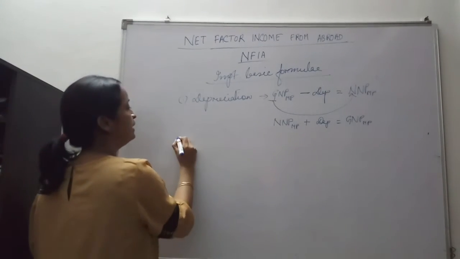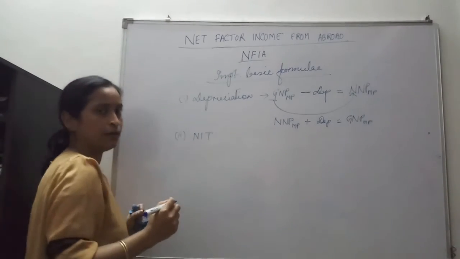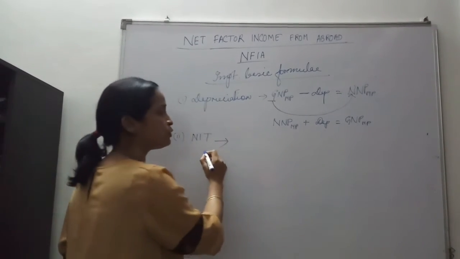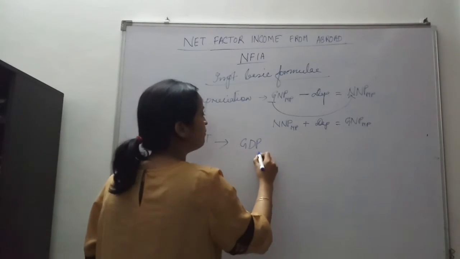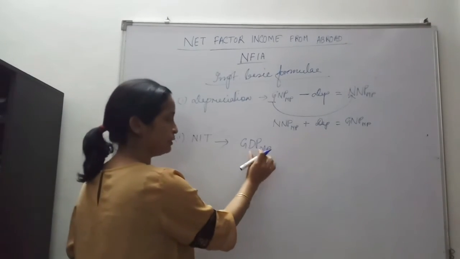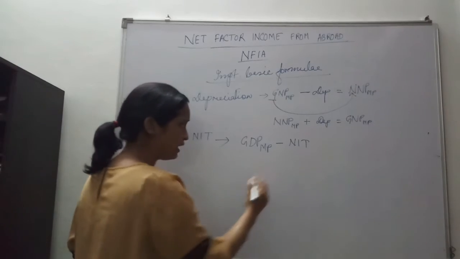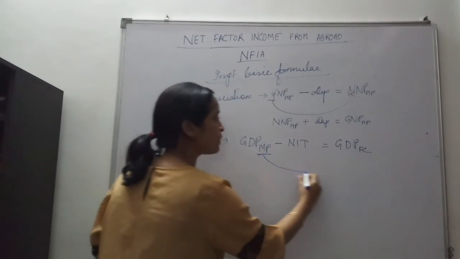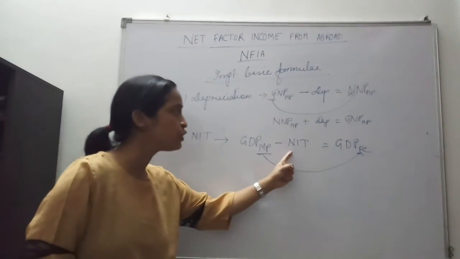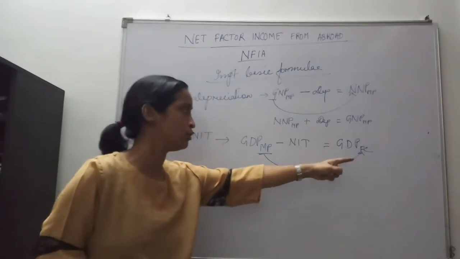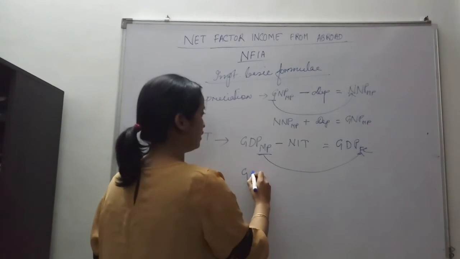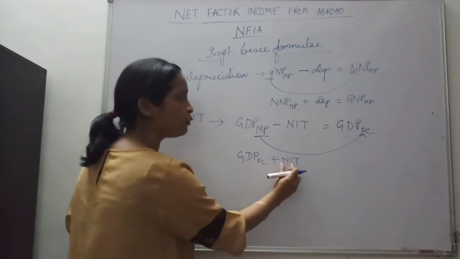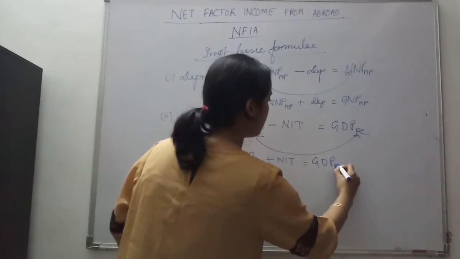This is one very important point. Secondly, we have NIT, net indirect taxes: indirect taxes paid minus subsidies received. The difference of this gives us NIT. NIT distinguishes between market price and factor cost. Suppose we have GDP at market price, the market value of the domestic product. From there, when we subtract NIT, we get gross domestic product at factor cost. So with the subtraction of NIT, market price gets converted into factor cost. Similarly, suppose we have GDP at FC, the money value. To it, when we add indirect taxes, we get the market value, GDP at market price.